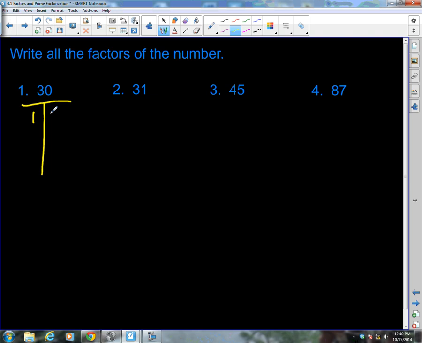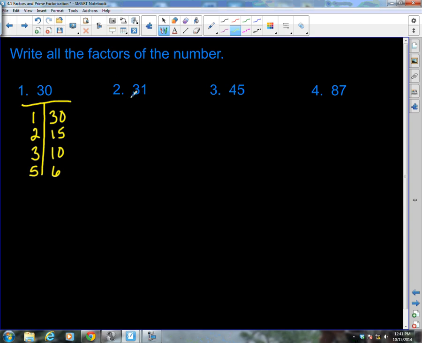Well, we start with 1. 1 times 30 is 30. Well, 2 goes into it, and that's 2 times 15. 3 goes into it 10 times. 4 doesn't. 5 goes into it 6 times. Now, I stop here because if I go one more, I'm at 6, and I've already got 6 written down. So once I see that I'm going to start repeating numbers I've already got in this chart, I stop. So 30 has 2, 4, 6, 8 factors.